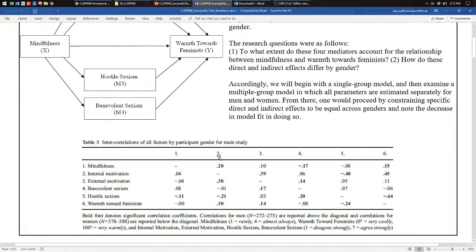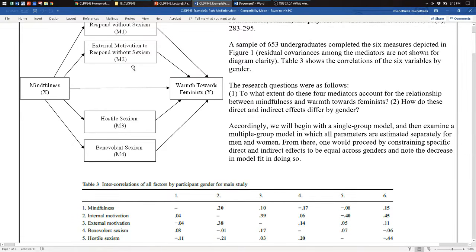So here's the data that matter. Table 3 from the original paper, where the data below the diagonal are the women. The data above the diagonal are the men. Those are my correlations. The correlations among these 6 variables, that's what I'm trying to account for in my path model. The diagram itself doesn't show relationships among the middle variables, but as noted in a footnote, I have all possible covariances among the middle, so the model is just identified.